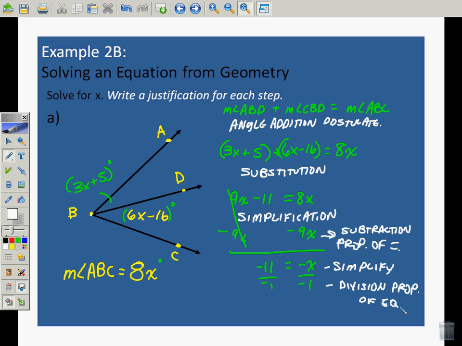Okay, so what I end up with is 11 equals x. And I can switch those around to say x is equal to 11. And the reason why I can switch them around is because I can use the symmetric property of equality. So the symmetric property of equality says I can switch them around. So that's my answer. X is equal to 11, and I could substitute it in and find out what was going on.